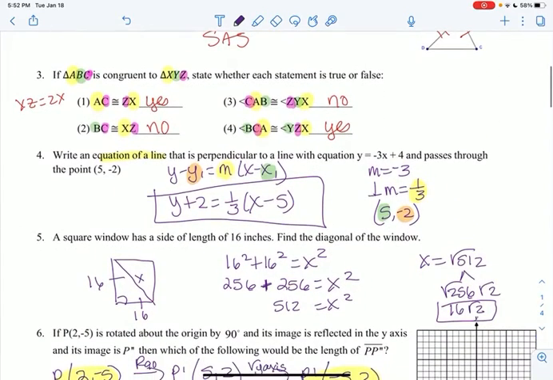Number 3, the triangles are congruent. Remember, the order of the letters tells you what's congruent to what. So choice 1, that is a correct statement. You're supposed to write whether each statement is true or false. I wrote yes or no, but it should have been true or false.